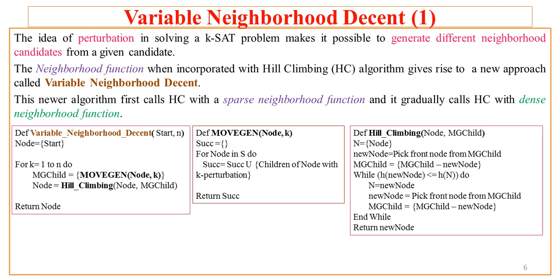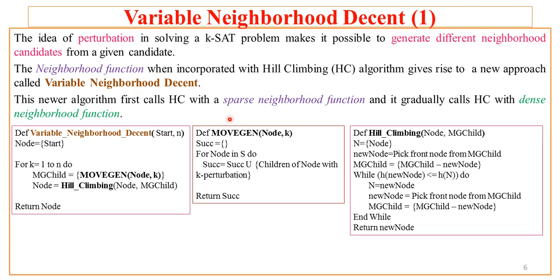Let us see the variable neighborhood descent algorithm, which is also called VND. The idea of perturbation in solving the K-SAT problem makes it possible to generate different neighborhood candidates from the given candidate. We have seen that one can start with the current candidate solution, that is a single candidate, and with certain perturbation new candidates are generated from the current one. And if none of the candidates is giving the solution, then the same candidate can be chosen, and out of that same candidate, with new perturbation, some more candidates are generated and those candidates are tested.